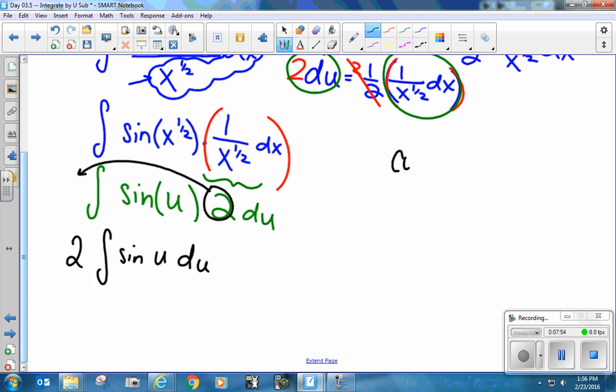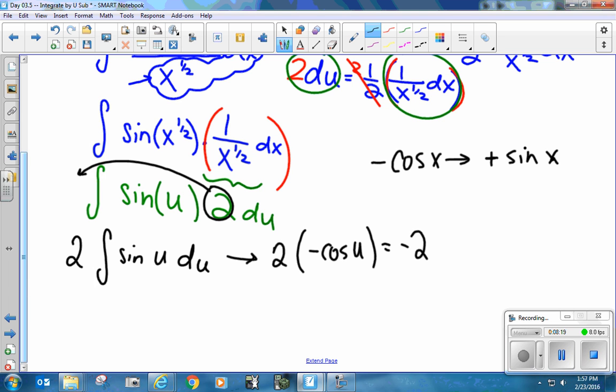Because if I take the derivative of cosine, okay, the derivative is going to give me negative sine. But I want a derivative that will give me a positive sine, which means if I flip this, I have to flip that. Okay? So, we now have this integration is going to be 2 times negative cosine of u, which is negative 2 cos of u. And what was my u again? Radical x, x to the 1/2. So I will say negative 2 cosine of radical x.